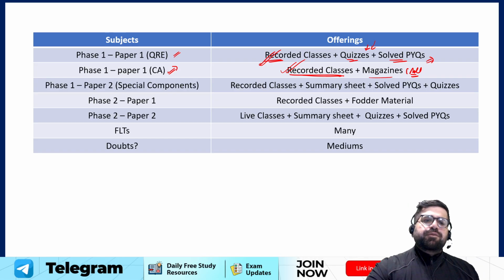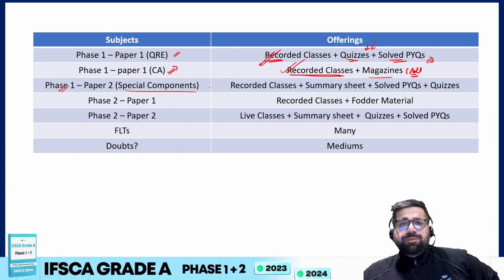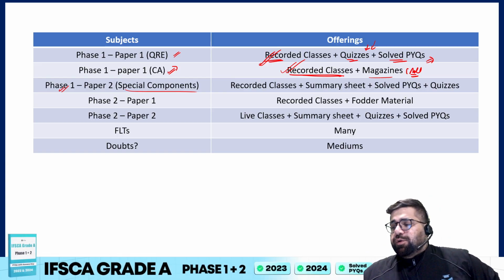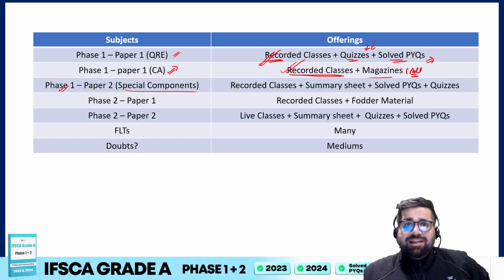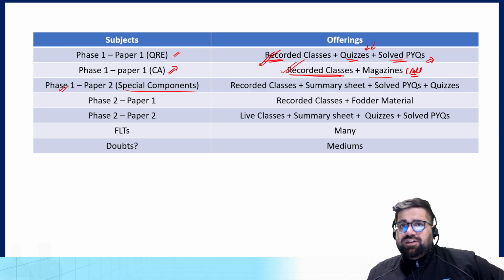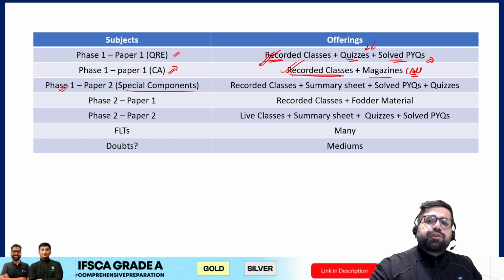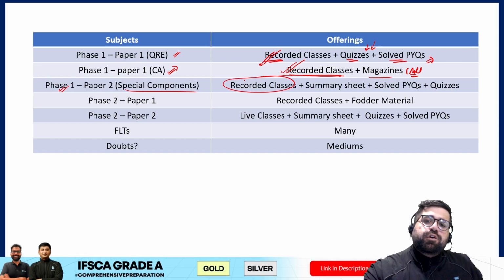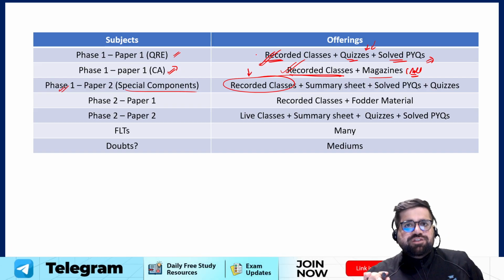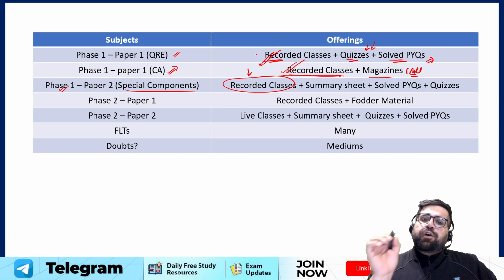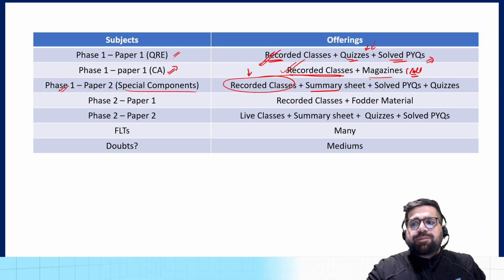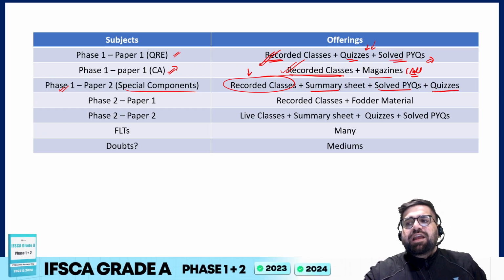That's it. Then comes your phase 1 paper 2, for all the special components. For phase 1 paper 2, you have commerce and accounts, costing, finance management, economic and social development. For all these subjects, we are providing you recorded classes again, and these recorded classes are already available in the course once you buy it. And for material purposes, we are also providing you summary sheets, solved previous year questions and the quizzes.